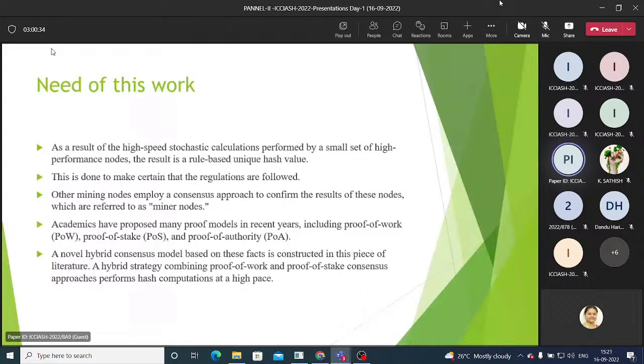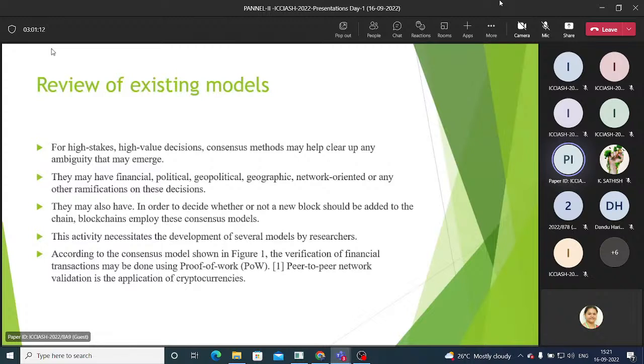Other mining nodes employ a consensus approach to confirm the results of these nodes. Basically, blockchain works on three main consensus algorithms: proof of stake, proof of work, and proof of authority. These are the three major consensus algorithms on which blockchain provides security to the data. A novel hybrid consensus model based on these facts is constructed in this piece of literature. So what I am trying to research is to integrate all these things to provide the highest level of security and quality of service for the data and for the applications.